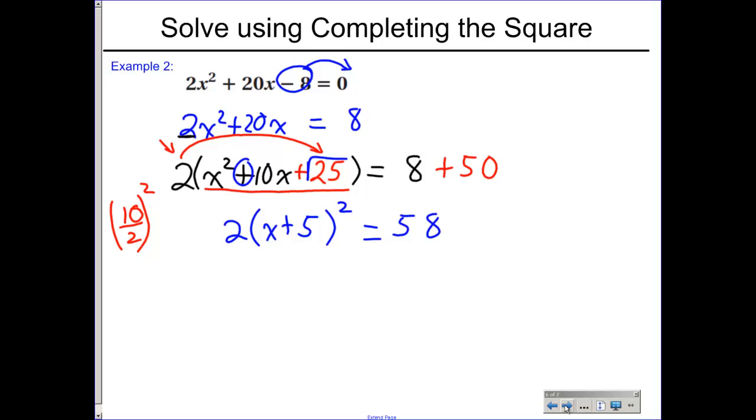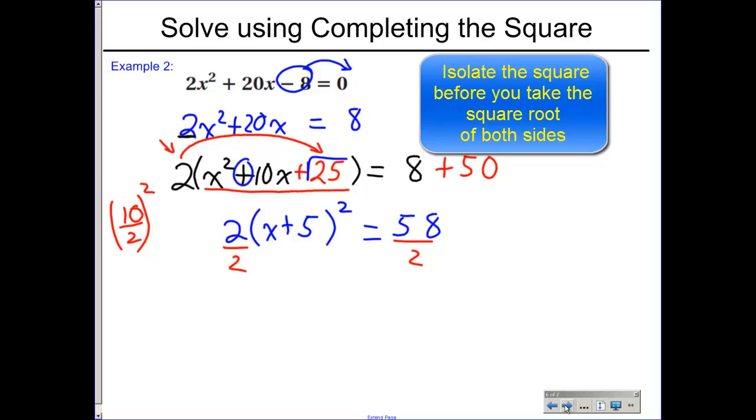If I want to solve this, I got to first get rid of my 2. So I'm going to divide by 2 on both sides because I can't take the square root until the square root's isolated. So I have 58 divided by 2, and that's going to give me a 29. So I have (x plus 5) squared is equal to 29.